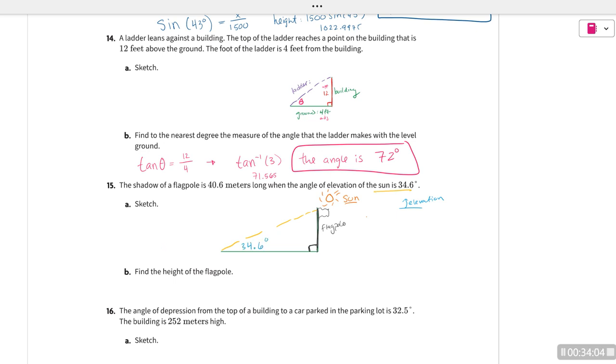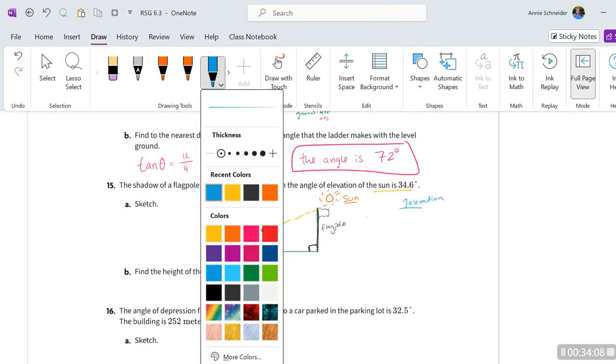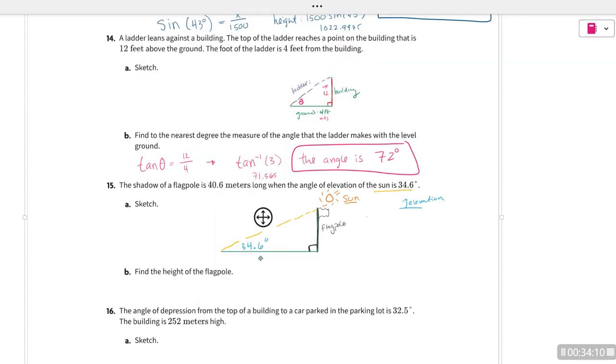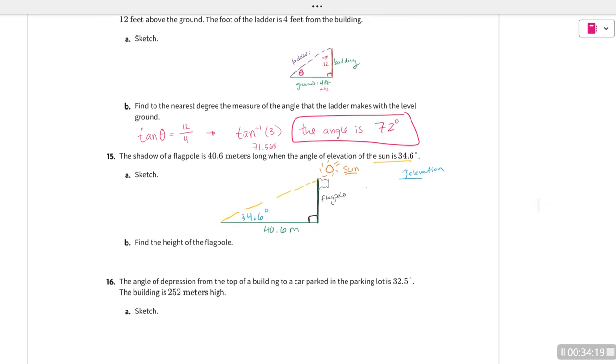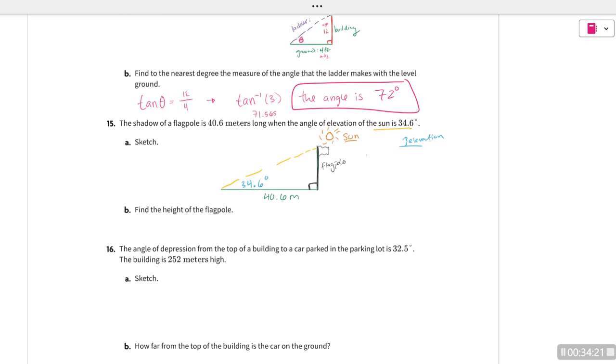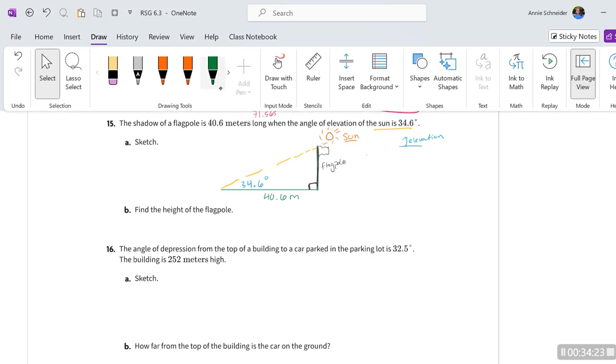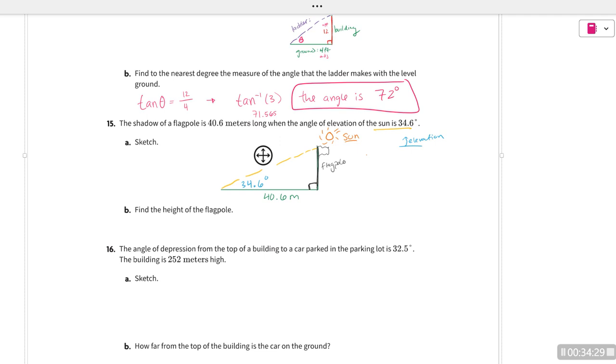34.6 degrees. And it says that the shadow that the flagpole is creating is 40.6 meters long. So that shadow is going to fall on the ground. So there we go. There's a sketch of this diagram. It says find the height of the flagpole. So that's opposite our 34.6 degrees. And since we know our adjacent, this is adjacent and opposite, let's use tan.